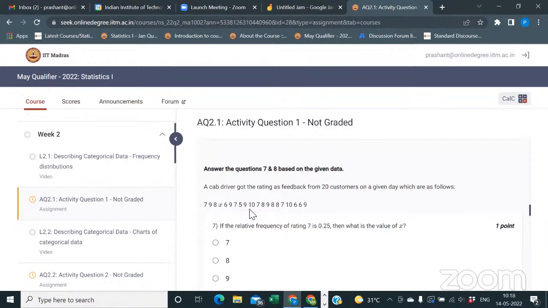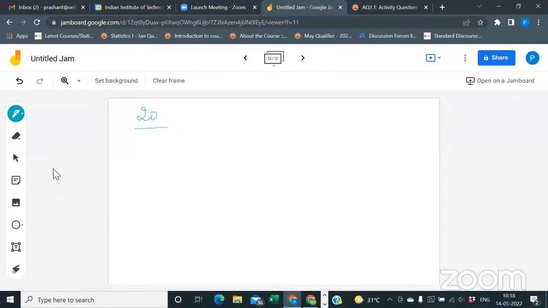1, 2, 3, 4. 4 is 7. Okay. 7 is 4 times. In the question, it is said that if the relative frequency of 7 is 0.25, then what is the value of x? But in the question, 7 is your rating, 7 is 4 times, which is the frequency, and 20 is the total number of observations. It says then, according to your present data, what will be this?